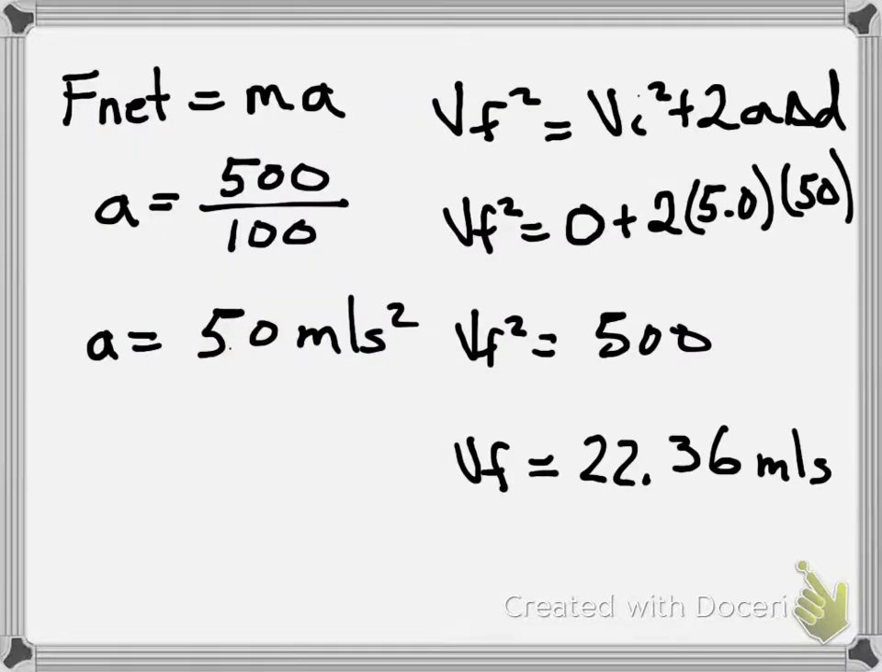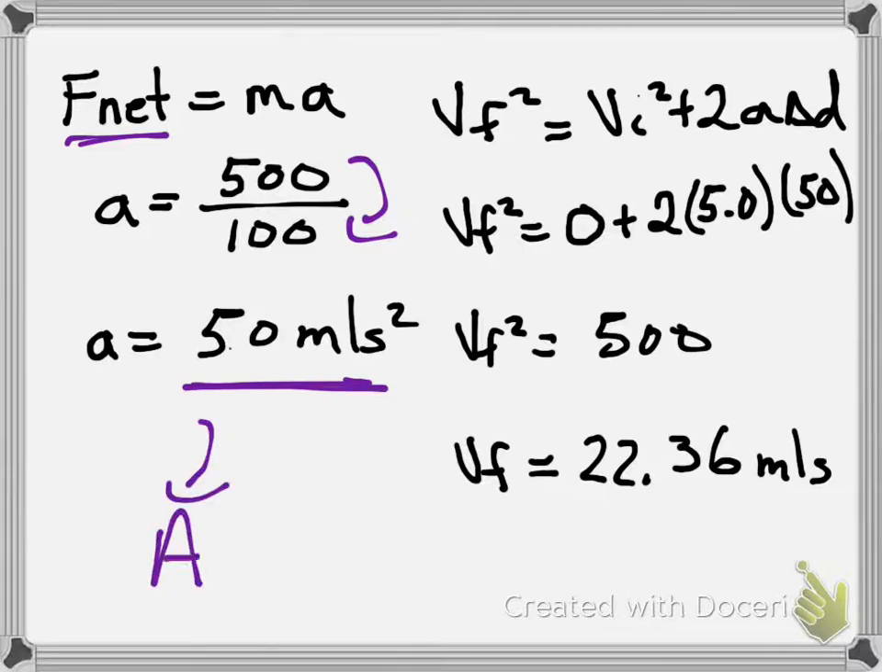Now, we can use that information to calculate various components. So in the first part of the question, we know that our F net is given, right? So we know that it's 500 newtons. And so we're going to rearrange that, bringing mass over to the other side. So we know now it's 500 divided by 100. So our acceleration rate for section A is 5 meters per second squared.